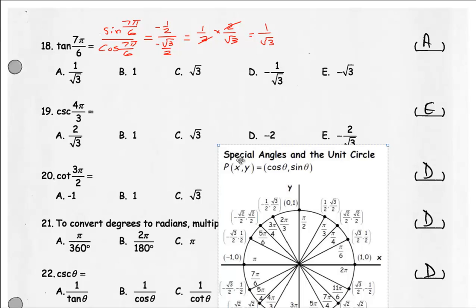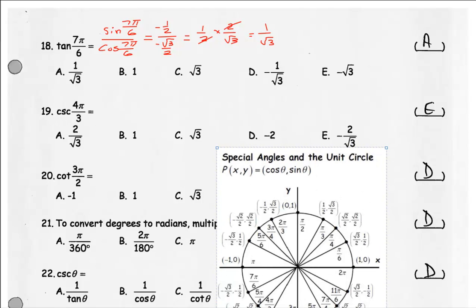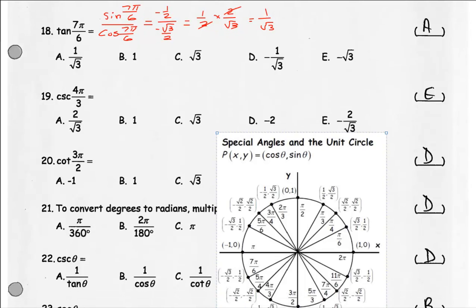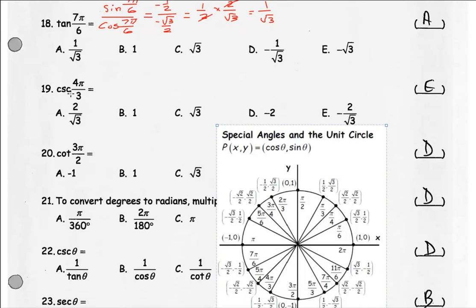Let's move it down a little bit here for number 19. Now for number 19, and we'll move this down just a little bit too. For number 19, the cosecant of 4 pi over 3. Cosecant is the reciprocal of sine. So this is actually 1 over the sine of 4 pi over 3.